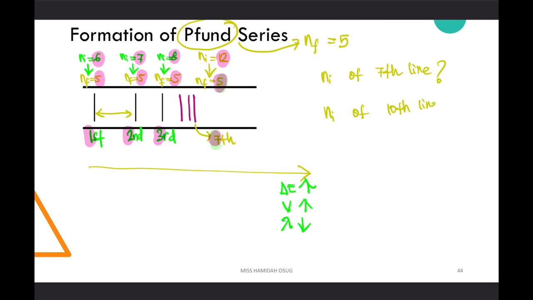So sekiranya kamu diminta untuk menentukan N initial bagi the 10th line, okay, katakan di sana ada 10th line, so N final dia masih 5. Jadi N initial dia adalah 10 campur 5, dia sama dengan 15. So meaning to say the 10th line itu dia drop dari N initial 15 ke N final 5.